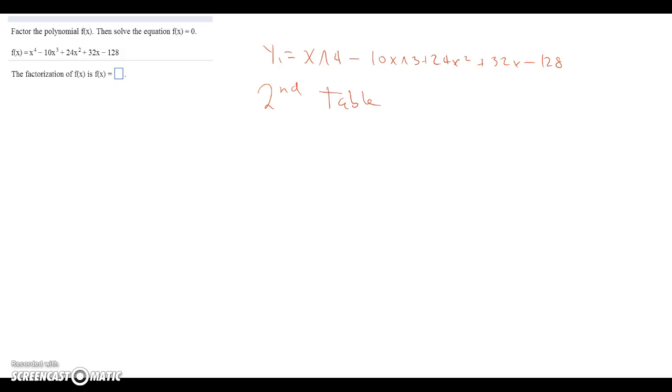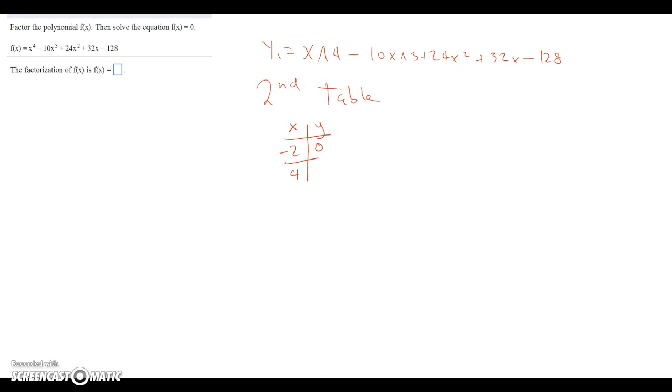Go ahead and scroll through, and when you take a look at the calculator, you'll see in the table where x and y are, when x is -2, we have a 0. Scrolling down a little bit further, we see when x is 4, y is 0. So let me move this out of the way for now, but we know we have zeros at -2 and 4.